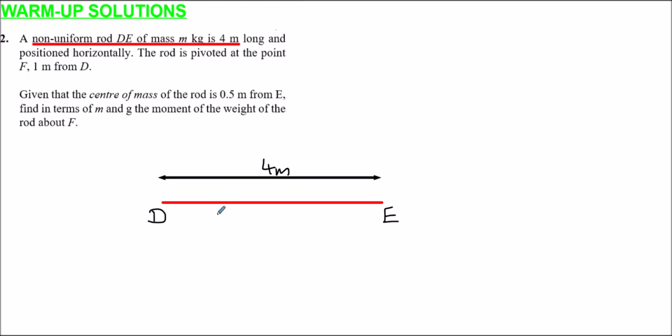So it's positioned horizontally, like we've drawn it. The rod is pivoted at a point F, which is 1 metre away from D. So let's add that in.